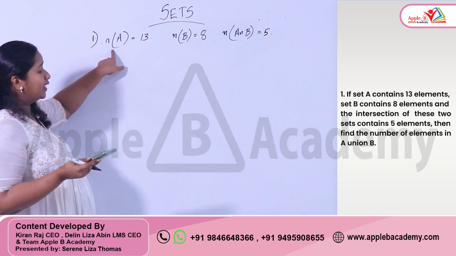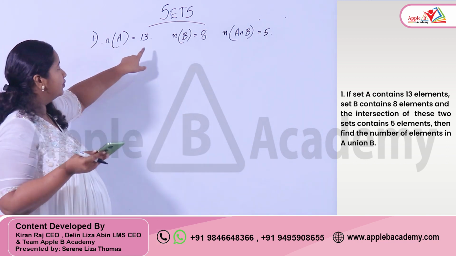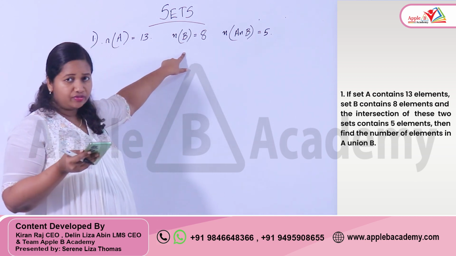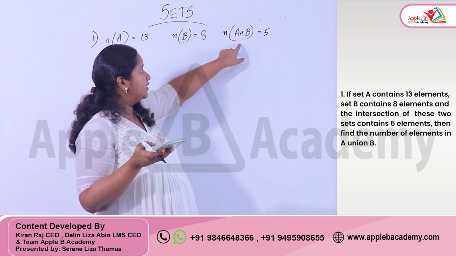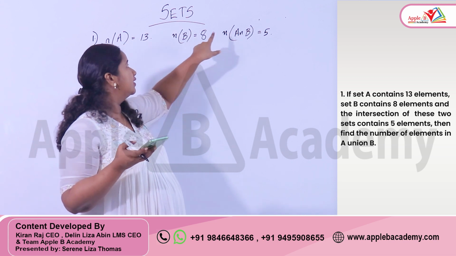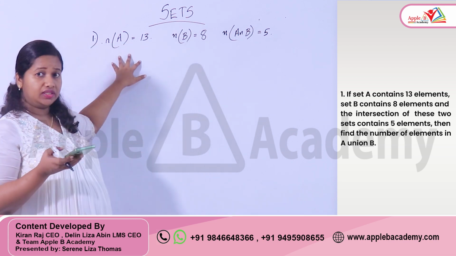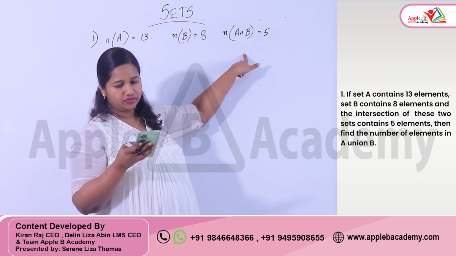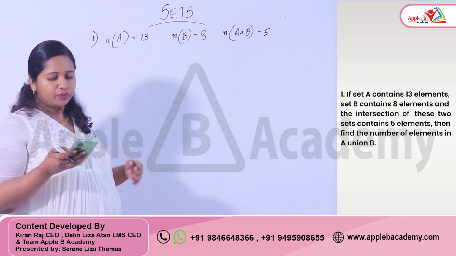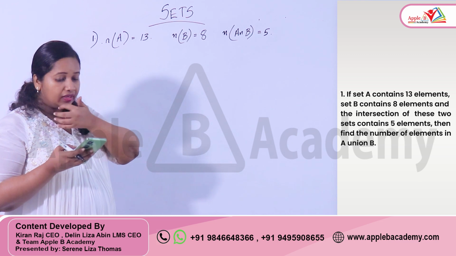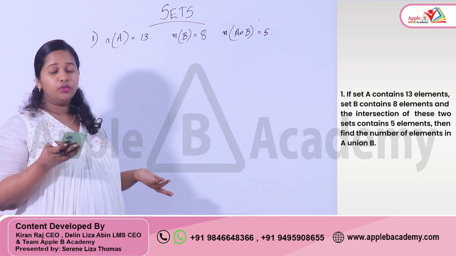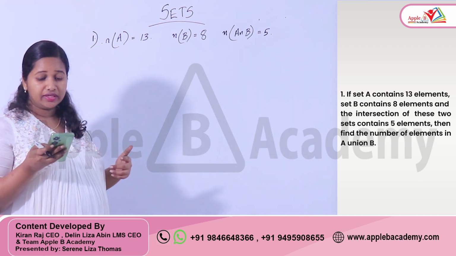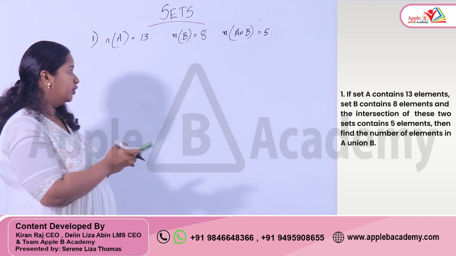N of A means the number of elements in set A, N of B means the number of elements in set B, and N of A intersection B means the number of elements which are common in both set A and B. Now we need to find the number of elements in A union B.